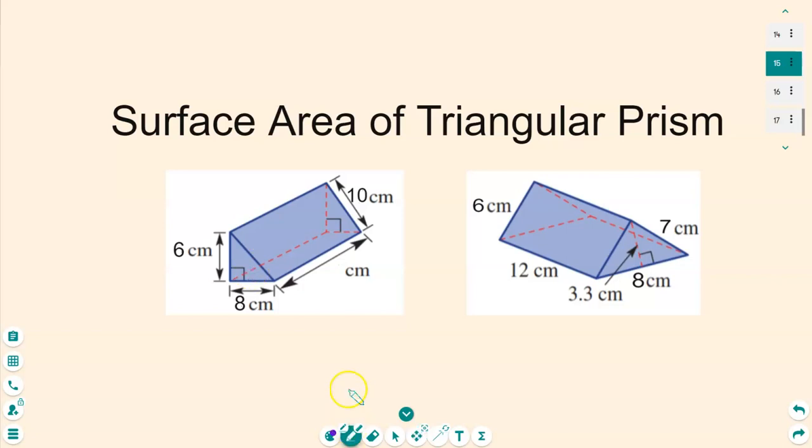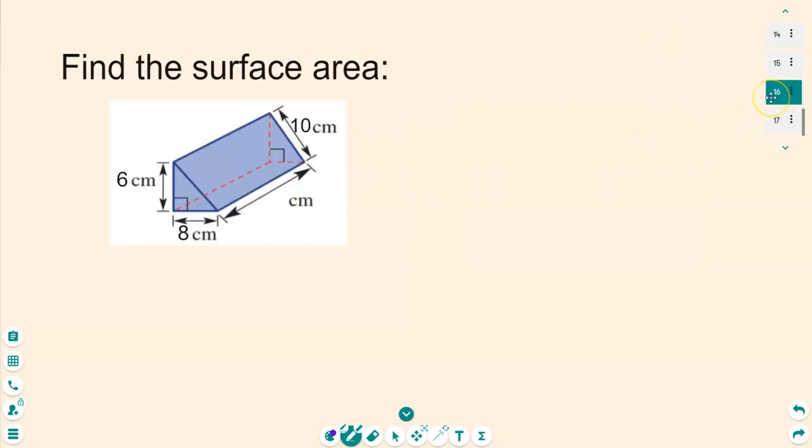Okay, here we go. Finding the surface area of triangular prisms. Let's do it. Okay. Finding the surface area. So the surface area is a lot of 2D shapes added up. We're looking at the surface of this 3D shape.